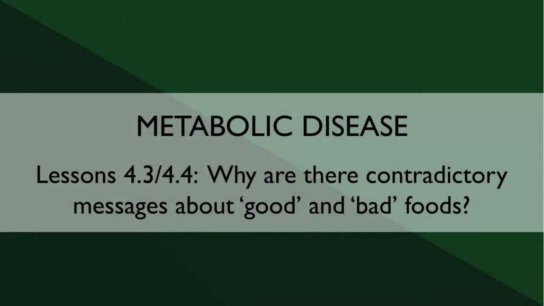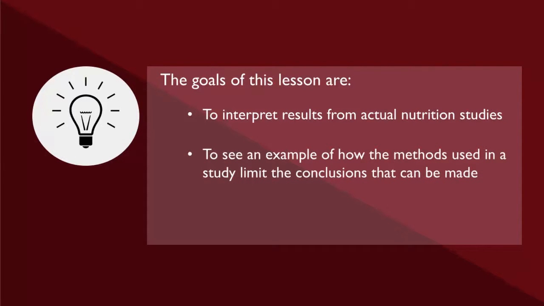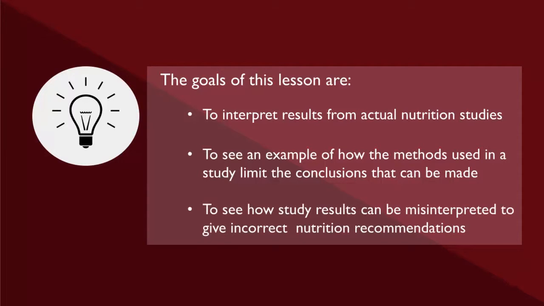Lessons 4.3 and 4.4. Why are there contradictory messages about good and bad foods? The goals of this lesson are to interpret results from actual nutrition studies, to see an example of how the methods used in a study limit the conclusions that can be made, and to see how study results can be misinterpreted to give incorrect nutrition recommendations.